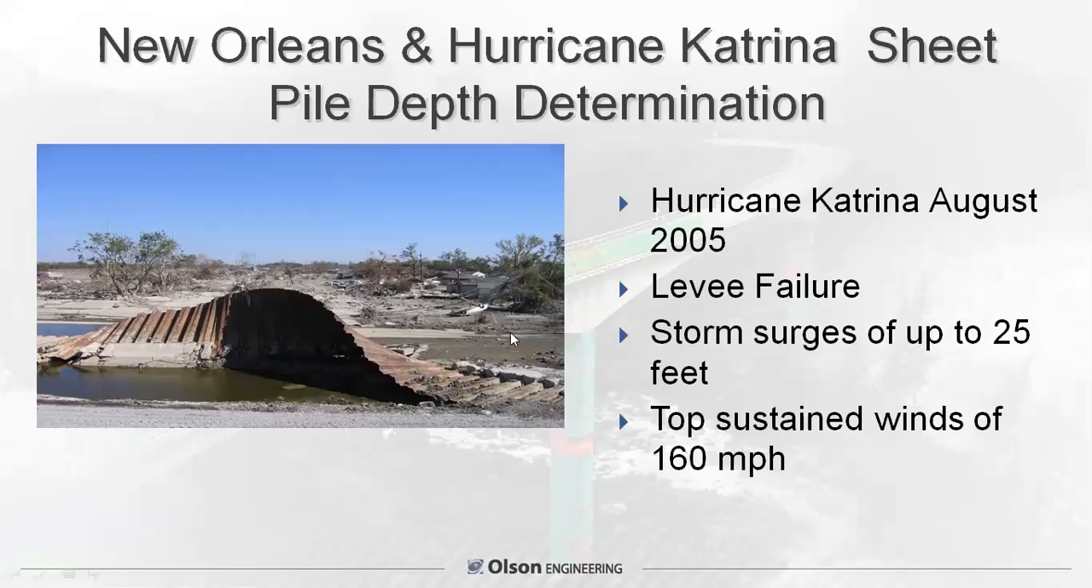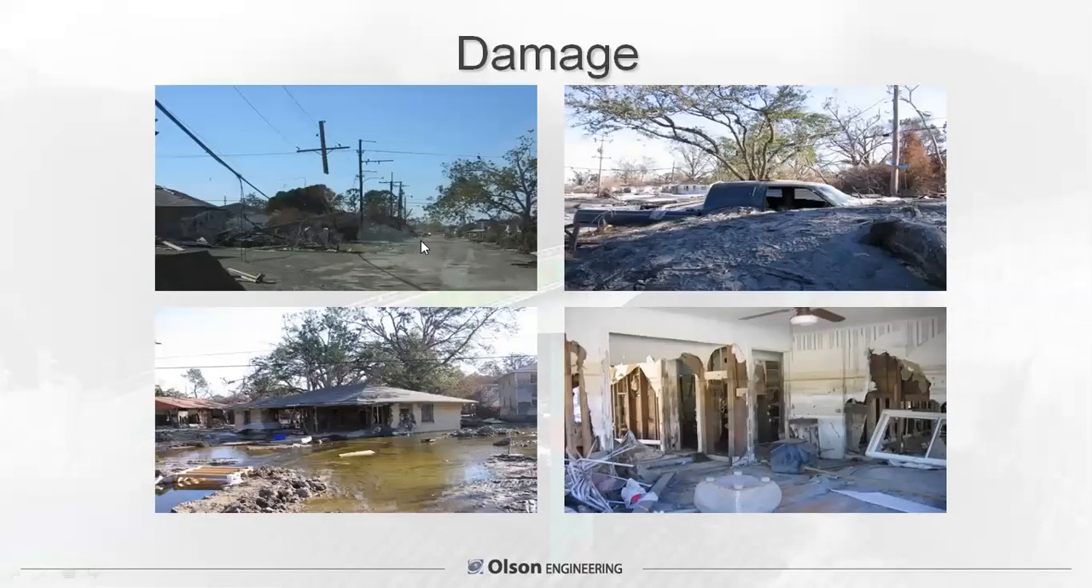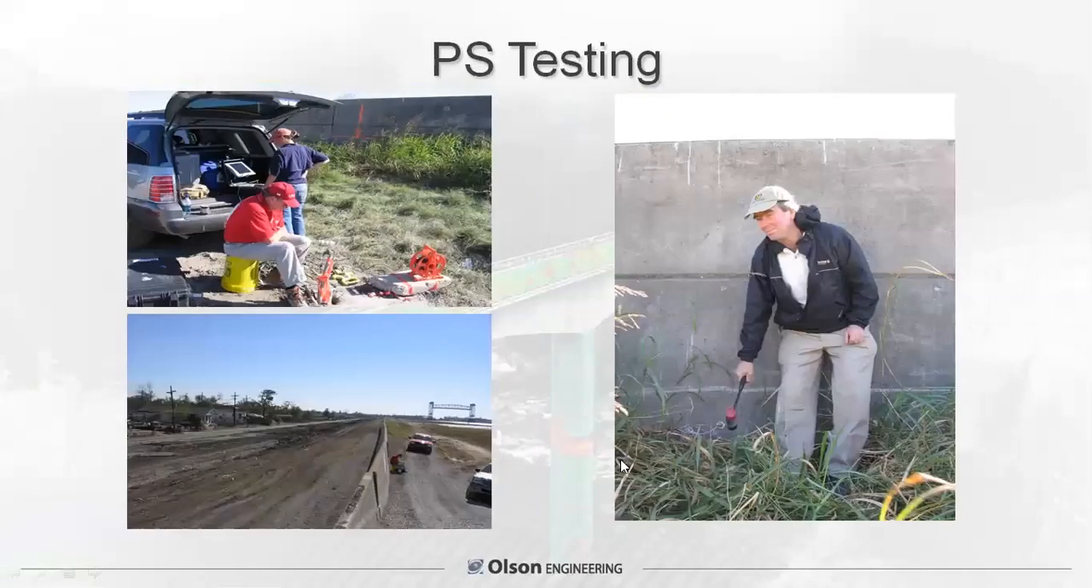This was quite a significant hurricane, as you probably are all well aware. You can see the devastation behind this failed levee. These are some pictures just to show some of the devastation from Hurricane Katrina on New Orleans. Flooded homes, washed out roads, flooded out cars, etc.